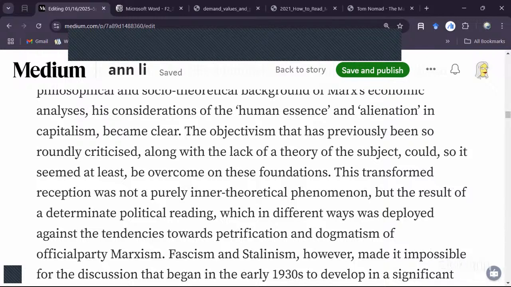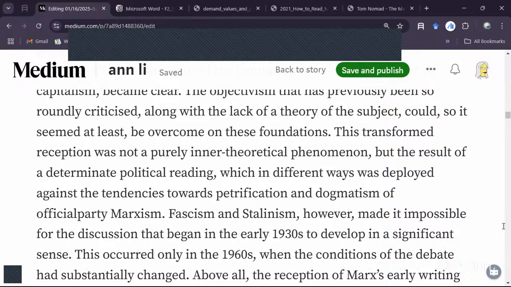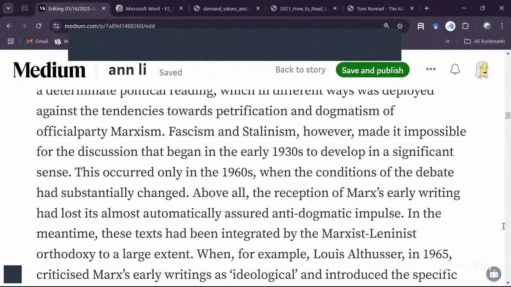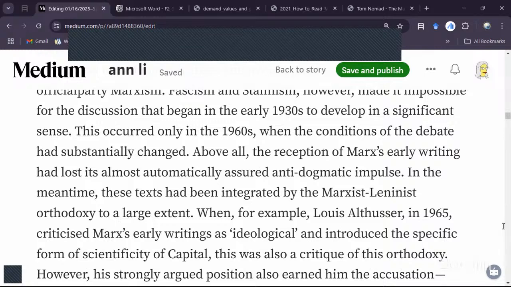Fascism and Stalinism, however, made it impossible for the discussion that began in the early 1930s to develop in a significant sense. This occurred only in the 1960s, when the conditions of debate had substantially changed, because of the war, because of Khrushchev. Above all, the reception of Marx's early writing had lost its almost automatically assured anti-dogmatic impulse. In the meantime, these texts had been integrated by the Marxist-Leninist orthodoxy to a large extent.